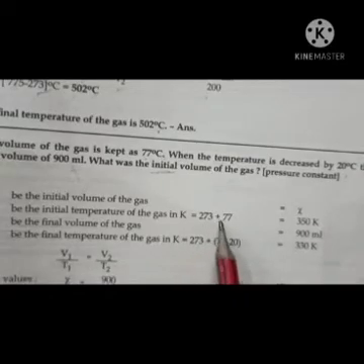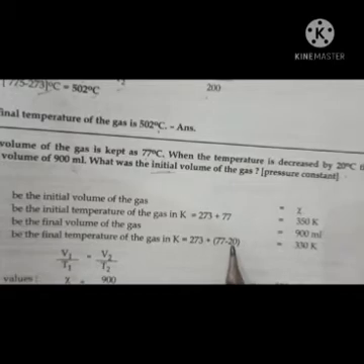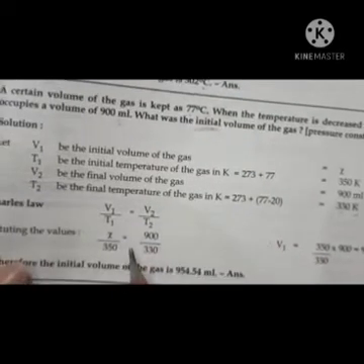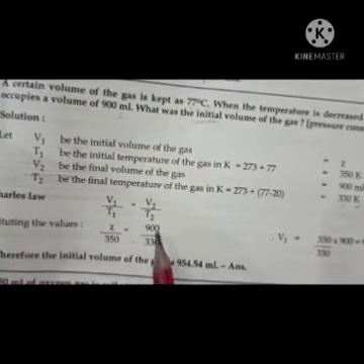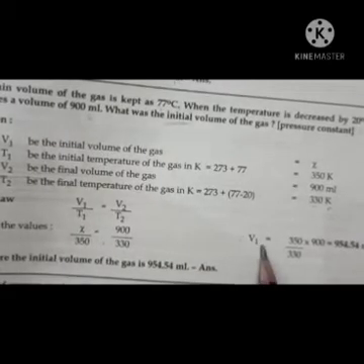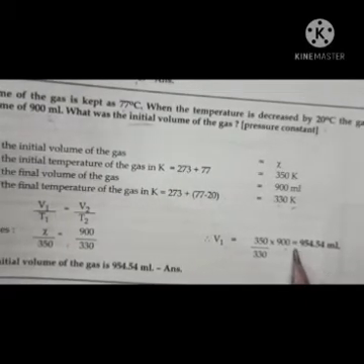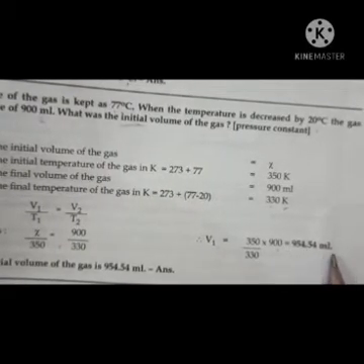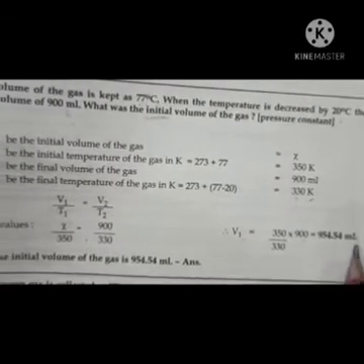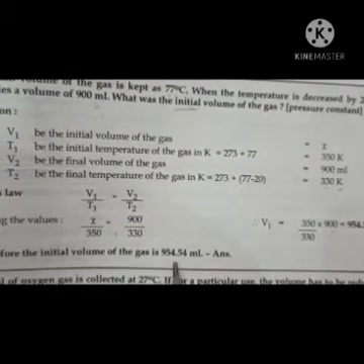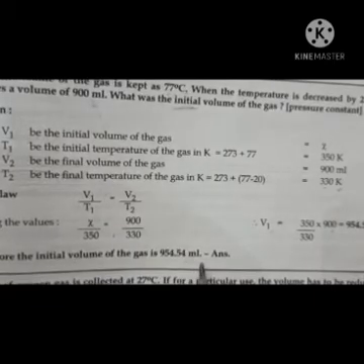Now this 57 you convert into Kelvin. So what you will do? 273 plus 77 minus 20, that is 57, and what's your answer? That is your 330 Kelvin. Now put the values, and V1 is equal to what? 350 multiplied by 900 divided by 330, and what's your answer? 954.54 ml, right? So what is the initial volume of the gas? 954.54 milliliter.